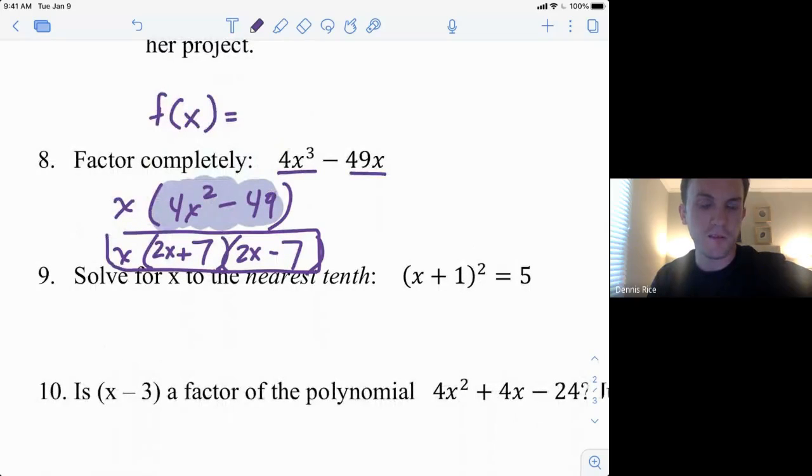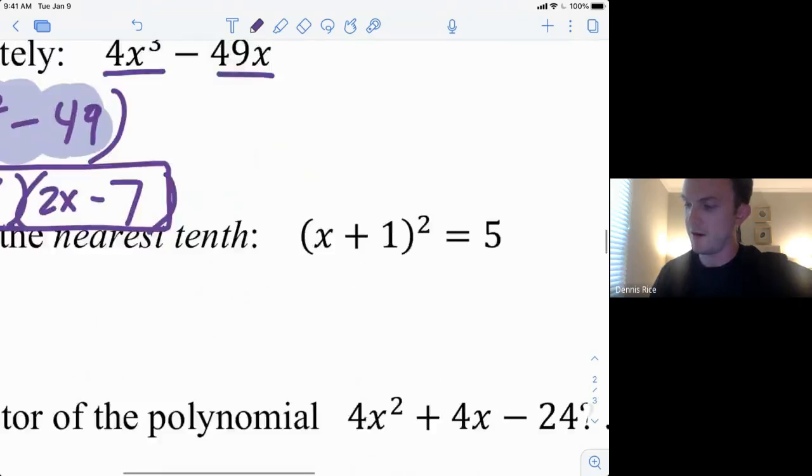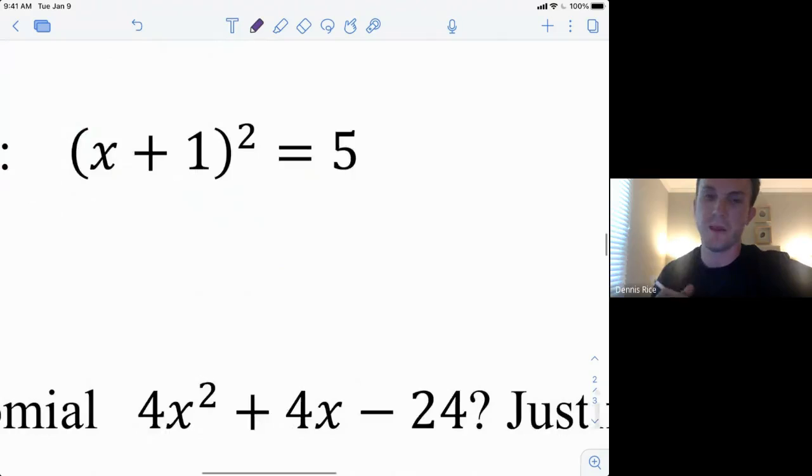All right, for number 9, solve for x to the nearest 10th. All right, so this is easier than it looks. Now, this is asking me to solve it to the nearest 10th.